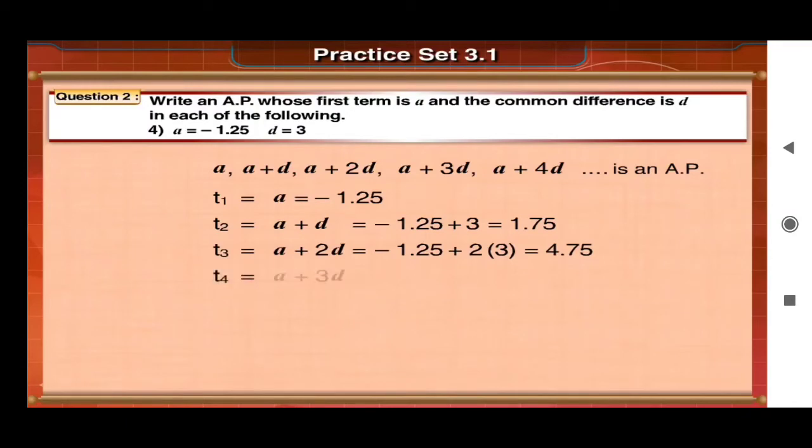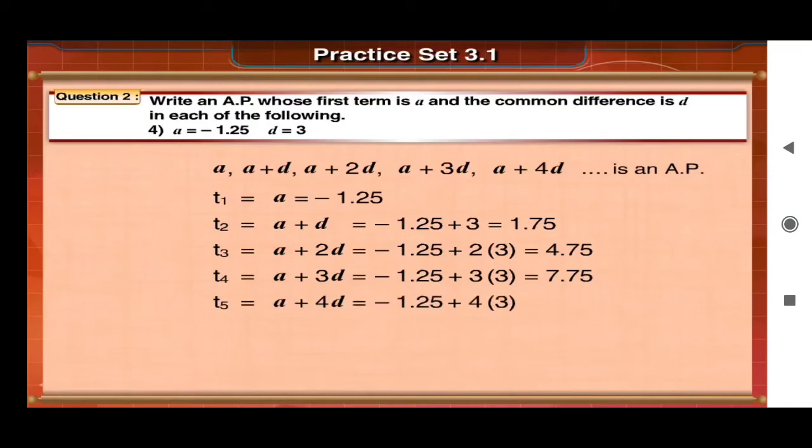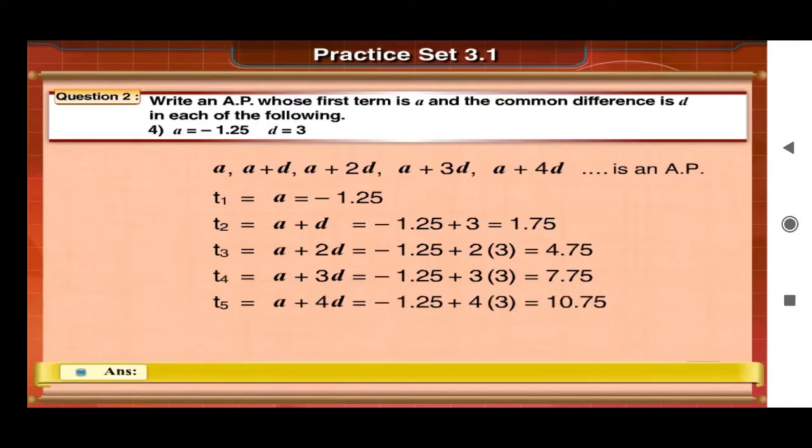T4 is equal to A plus 3D, that is equal to minus 1.25 plus 3 into 3, which is equal to 7.75. T5 is equal to A plus 4D, that is equal to minus 1.25 plus 4 into 3, which is equal to 10.75. Therefore, the first 5 terms of an arithmetic progression are minus 1.25, 1.75, 4.75, 7.75, 10.75, and so on.